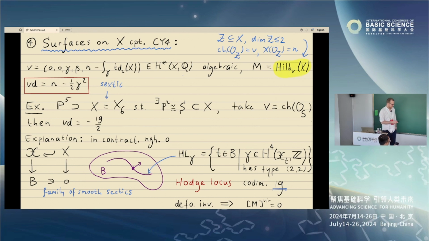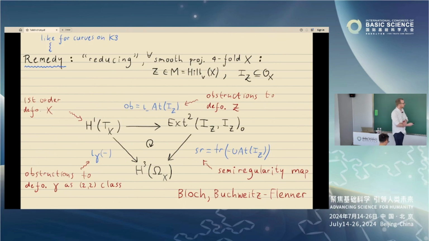So the upshot is that, like in the case of curves on a K3 surface, you want to reduce the obstruction theory. So here is a somewhat technical slide on deformation theory. And this slide actually has nothing to do with Calabi-Yau 4. So this works on any smooth projective fourfold X and any surface, or more formally, closed subscheme Z of dimension 2 on X. In fact, it even works for any closed subscheme on any smooth projective variety if you shift the dimensions a bit. So let's denote the ideal sheaf of Z by I.